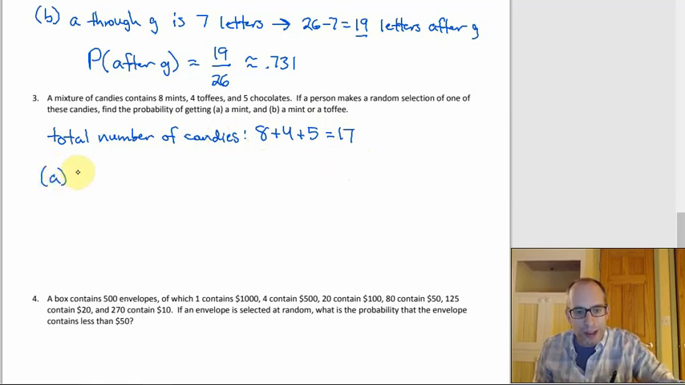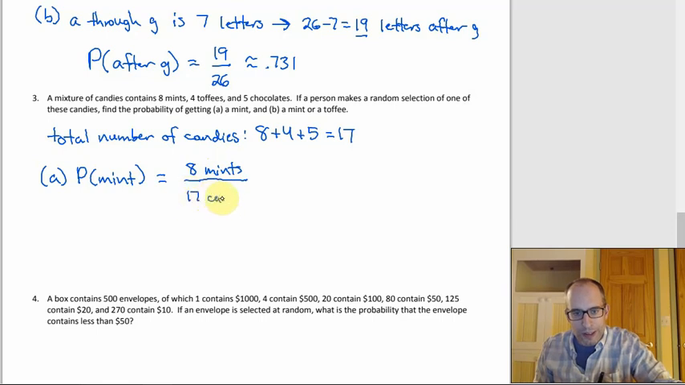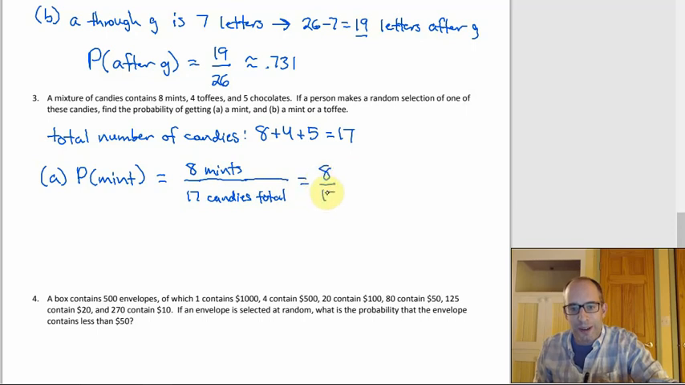So for part A, the probability of mint, well, we've got 8 mints, right? So this should be 8 over 8 mints. I'll write this one with the words. So 8 mints over 17 candies total. Stretch out this dividing line a little. So that's 8 over 17. If you just want to write it without the words, that's totally fine. I'm just doing this to make it look a little more descriptive.